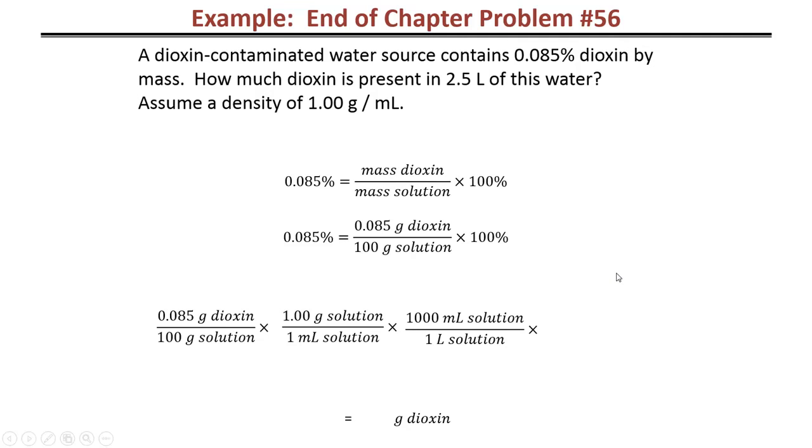The last thing we want to do is cancel out liters, because so far we've canceled out grams of solution with grams of solution, milliliters of solution with milliliters of solution. So I want to know if there's 0.085 grams of dioxin per 100 grams, how many are in 2.5 liters. Calculate this out, see what you get. Let's see if we match 2.1 grams.